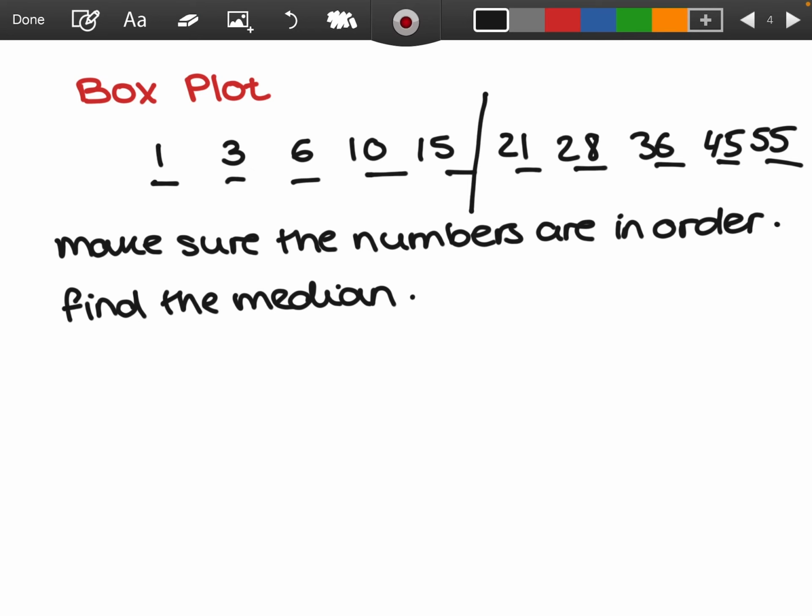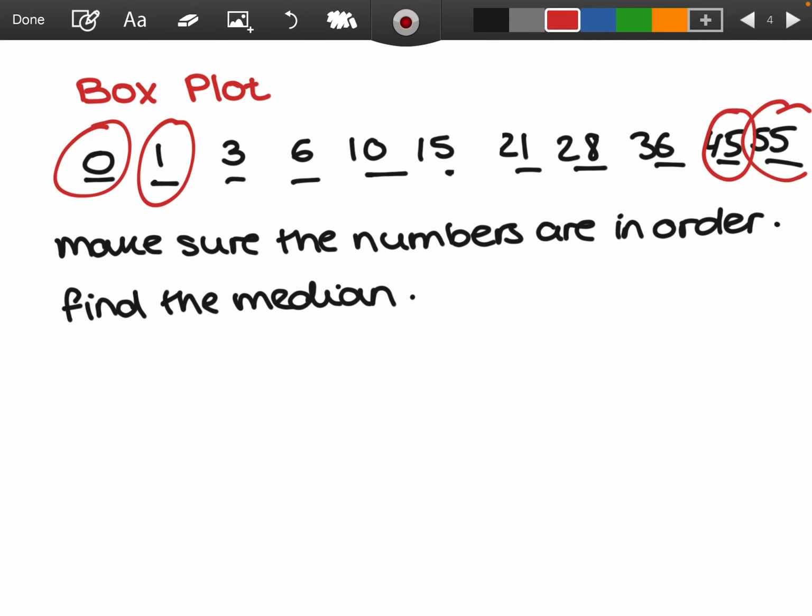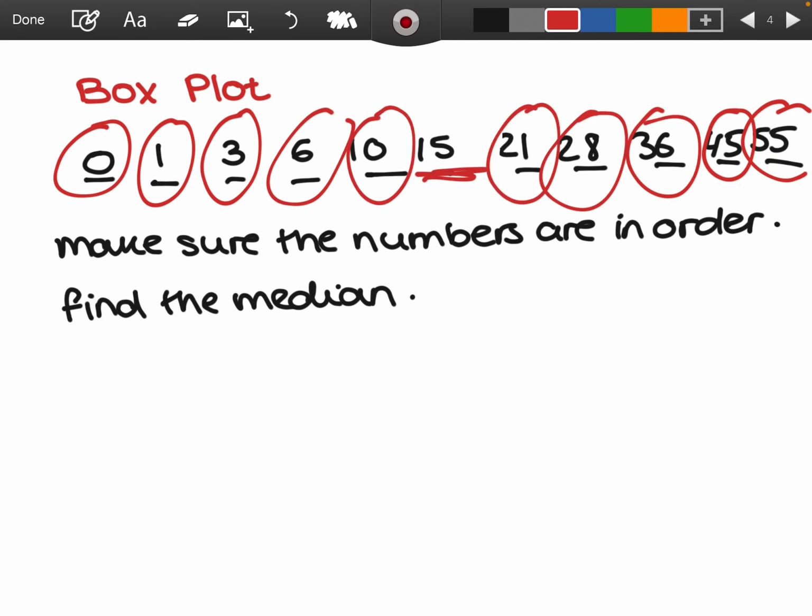If I had 11 data points, so let's say someone got a 0, so I had 11 data points. If that was the case, then to find the median, I would just count out where my middle value would be. So I would have my two outside values, and I would work my way inwards, leaving me with 15 as my middle value. Okay, so if you have an odd number of data points, you just take the middle value, which in this case would be 15.